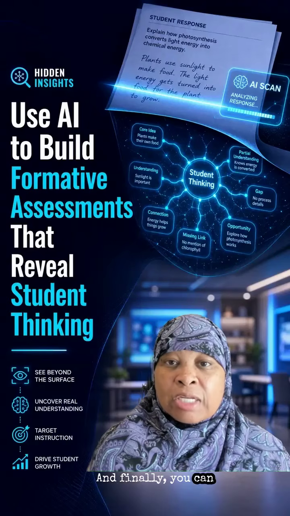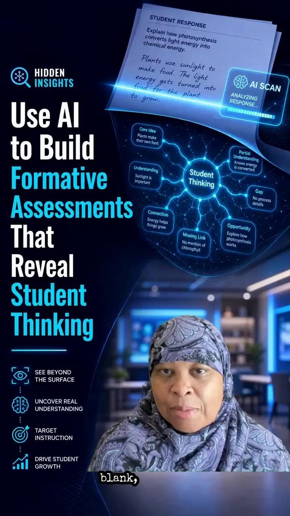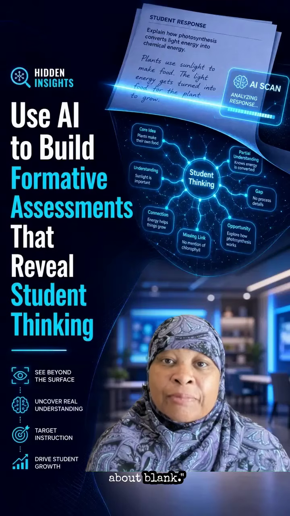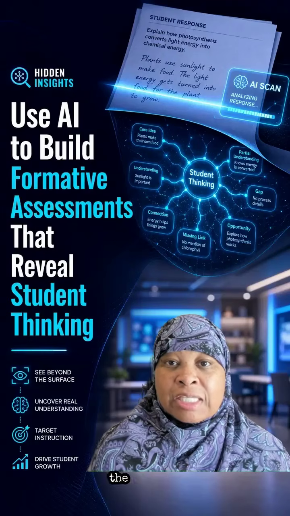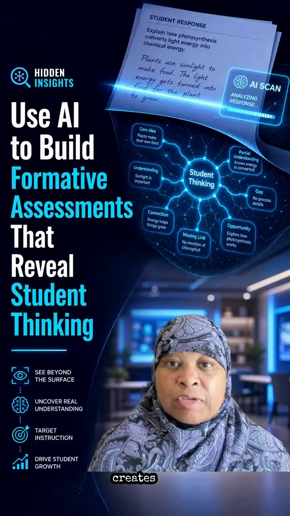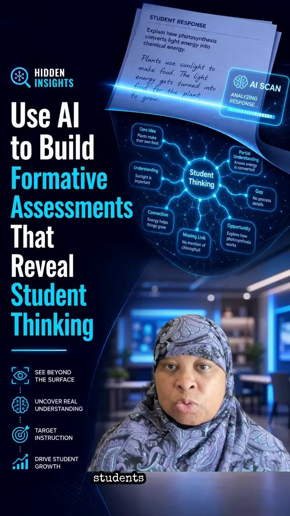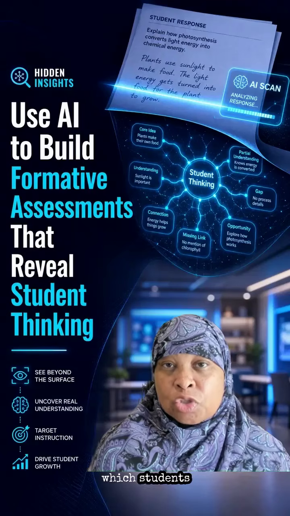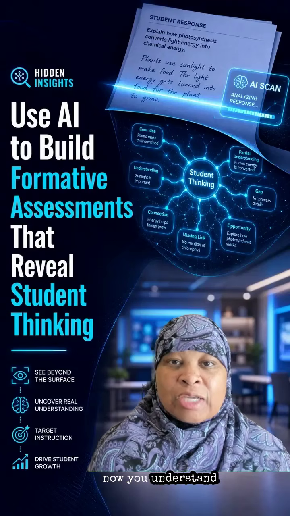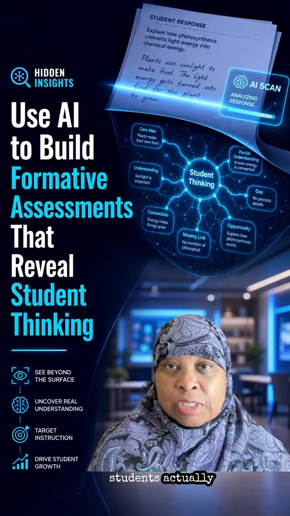And finally, you can add one student reflection question such as, "I understand blank, but I'm still unsure about blank." Now you're gathering evidence from the assessment and from student self-awareness. That combination creates a much clearer picture of learning. So before, you knew which students were successful and which students struggled. Now you understand where understanding broke down and what support students actually need.